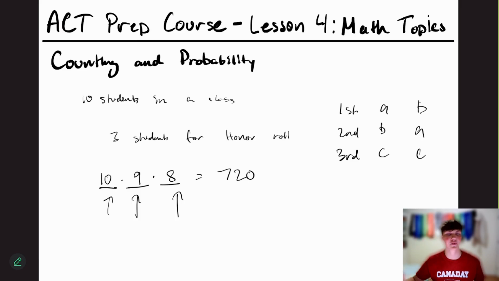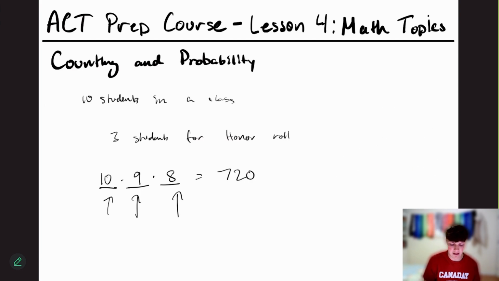But if we're just picking three students for honor roll, and all three students get the same value at honor roll, it doesn't matter what order you pick the students in. So if you wanted to say how many different ways can we label them first, second, and third, the answer is 720. But if we wanted to figure out how many ways can we pick them for the honor roll, here's what we have to do.